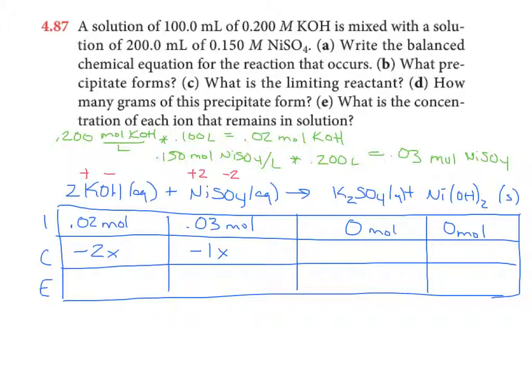If I do the same thing on the product side, I'm going to say plus 1x for both of these. Why would I put a positive sign for the products? Yeah, because every time I do a reaction, I should be making product. I should be increasing the amount of product. And why would the number 1 be in front of both of those?